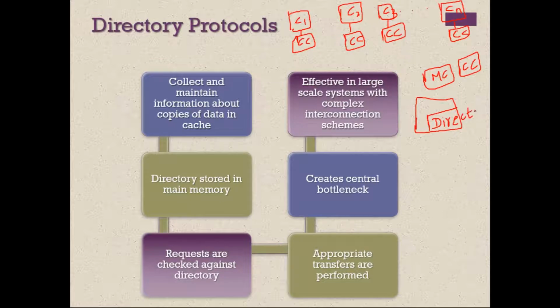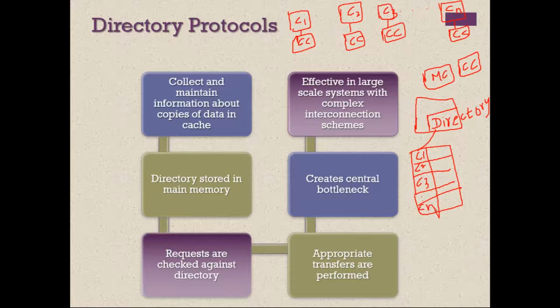That is, this directory will know exactly what is stored in each cache. You can assume the directory is something like a table which holds information about each and every cache. Like cache 1 contains what type of data, cache 2 contains what, cache 3 contains what. Like that, for all the caches, it will hold the necessary information. So this is about the directory.